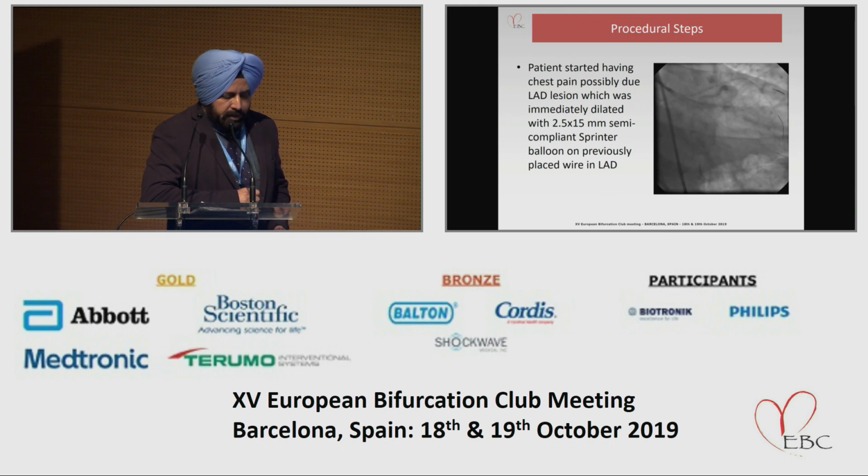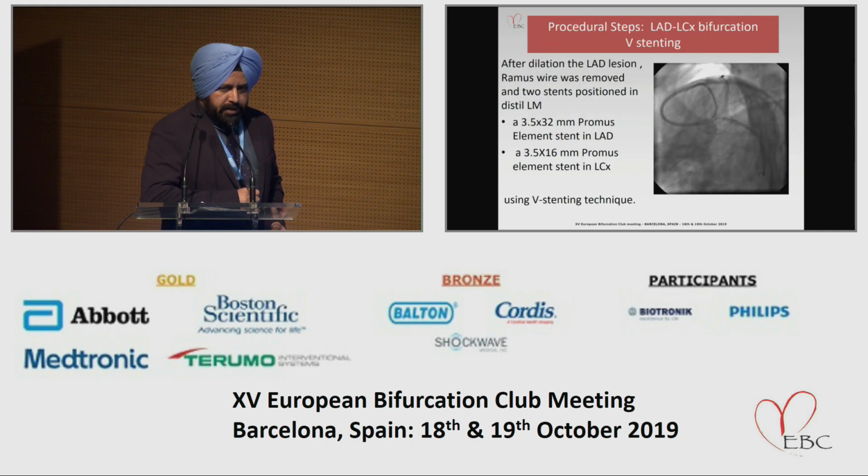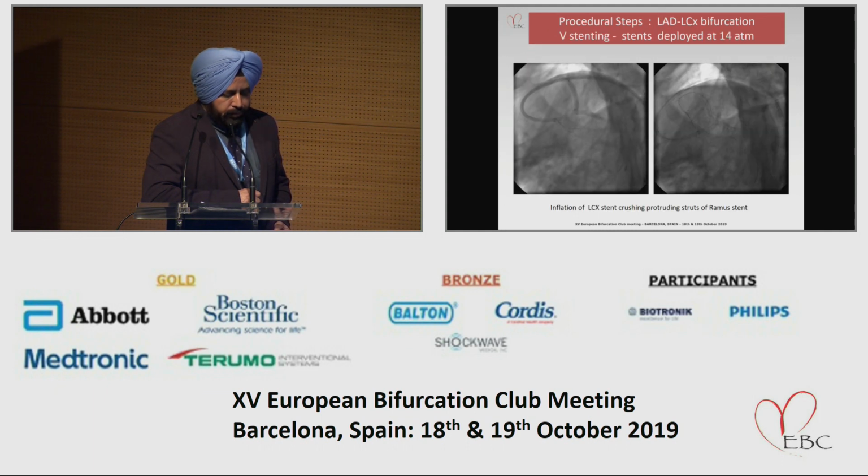Actually, I hadn't seen it at the moment, but his LAD lesion was closing, possibly due to spasm or plaque shift. We pre-dilated the LAD lesion with a 2.5 millimeter by 15 millimeter semi-compliant balloon. After this, we took two stents, 3.5 millimeter each, and decided to stent both the ostial lesions in a V fashion. Both these lesions were dilated at 14 atmospheres.